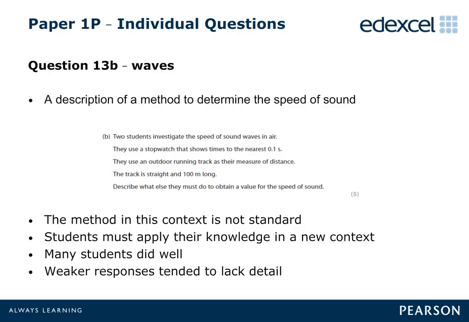Question 13b asked for a non-standard method to determine the speed of sound. Many students made good attempts, and about 50% gained 3 or more marks. The lower scoring candidates rarely made mistakes in their method. Instead, they usually omitted further detail.